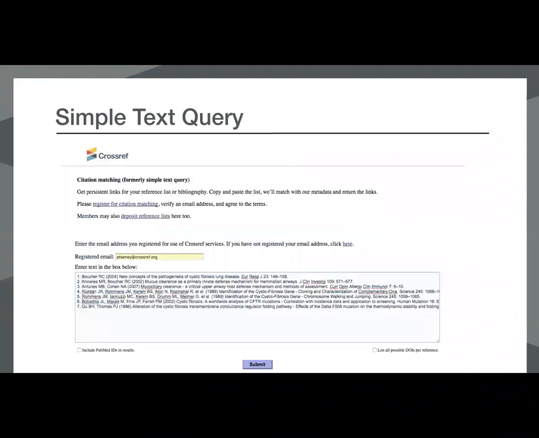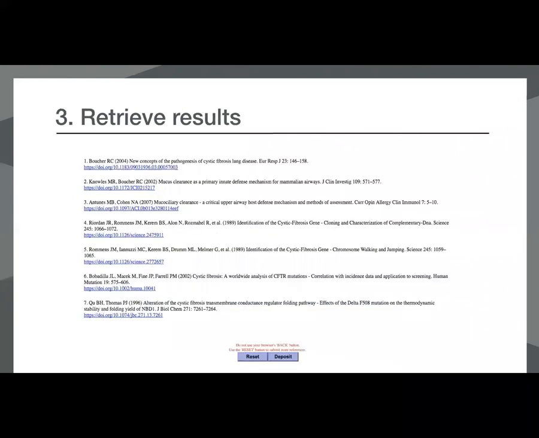Another interface we have that's used quite a bit, it's a bit long in the tooth, as they say, but it does a job very well, and that job is to populate a list of references with DOIs. So if you want to do that, you can use our simple text query form. It's pretty simple. You cut and paste your references into a box, and fairly quickly you'll get your reference list back with DOI links included. You can cut and paste that back into your manuscripts.